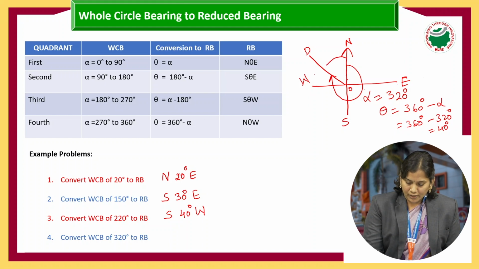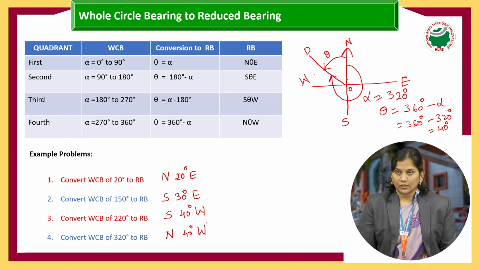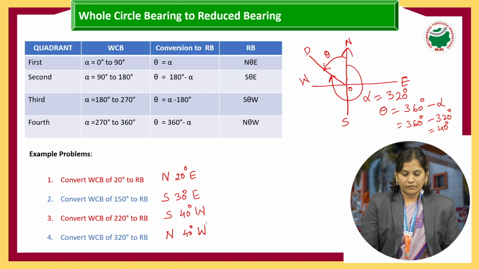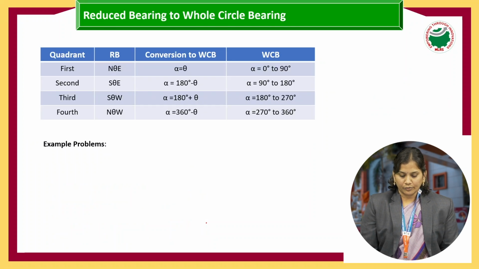In reduced bearing we are going to measure from north towards west, that is, this is theta. Now, we can write north 40 degrees west. Hope you understand the conversion from whole circle bearing to reduced bearing. Now, we will see the other, that is reduced bearing to whole circle bearing. So, you can observe the table.